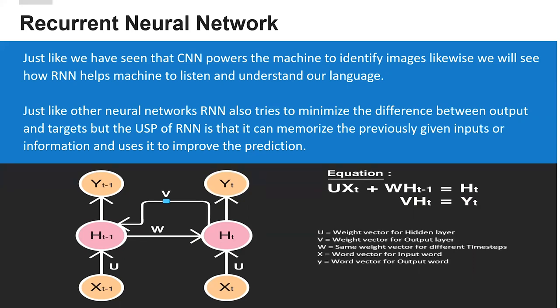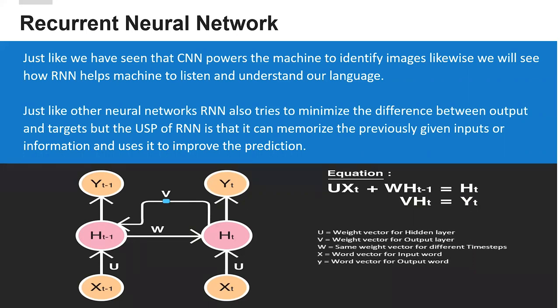Now, just like other neural networks, RNN also tries to minimize the difference between output and targets. But the USP of RNN is that it can memorize the previously given inputs or information and use it to improve the prediction, right? So the most important thing with RNN is that it can memorize the previously given inputs.